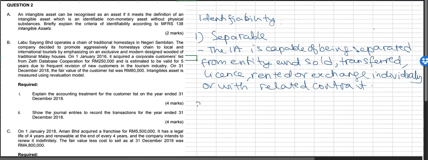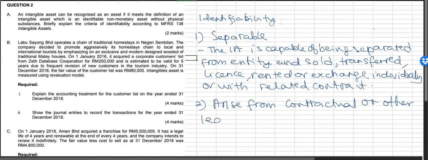The second factor that indicates it is identifiable: it should fulfill either one, whether it is separable or it arises from contractual or other legal rights. So if one of these conditions happens, then it is considered as identifiable. Therefore, it fulfills one of the three criteria I mentioned just now. That is the first part of the question.